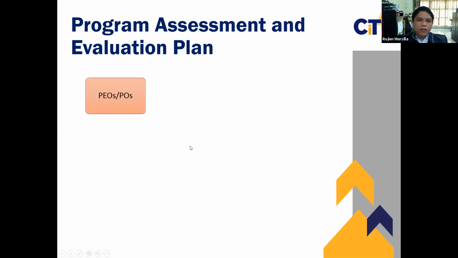Okay, so in the program assessment and evaluation plan, those are the steps. After you have the POs and EOs, what do we create next? We create the performance indicators, PIs. Maybe some of us already have our PIs, like in electrical engineering, where we have already set our PIs. If the PIs already exist, we should review them, because our PIs may not be updated.